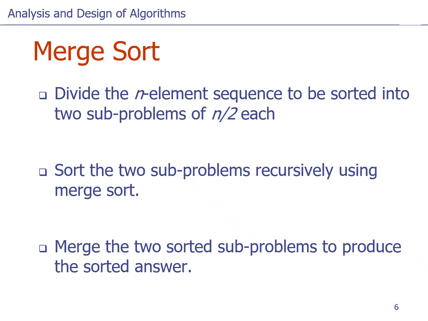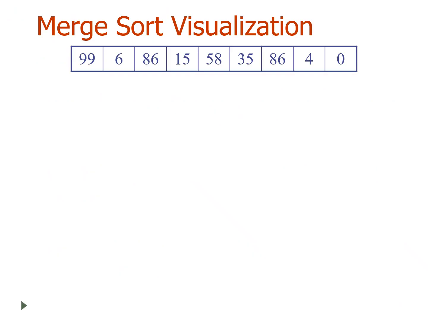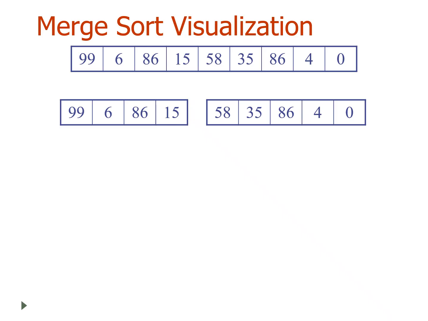Let's again see the simulation for that. This is my starting array. I start with an array of unsorted values: 99, 6, 86, 15, 58, 35, 86, 4, and 0. I will pick a cell in the middle, and I will divide this into two subarrays. That's what you see here in the slide. Now obviously there is always an issue if the number of cells is even or odd. I can always resort to integer division to figure out where the middle of the array is.